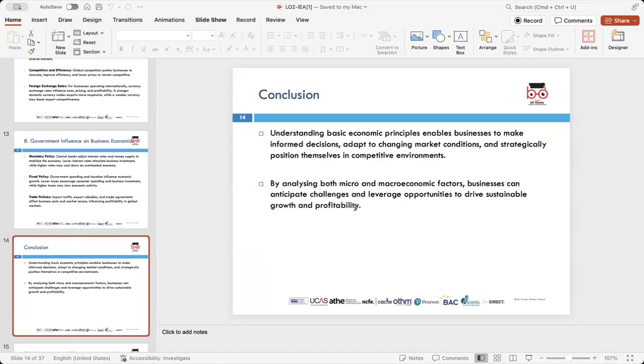Conclusion for this section: understanding basic economic concepts helps businesses make smart decisions, adjust to market changes, and stay competitive. By looking at both small-scale micro and big-picture macroeconomic factors, businesses can prepare for challenges and find opportunities to grow and succeed in the long run.